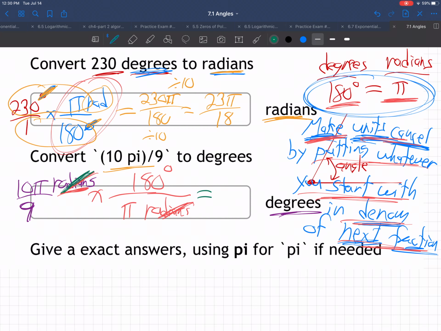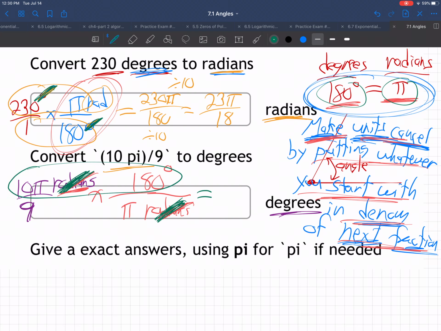Why? Because I want radians to cancel this time. Over here I wanted degrees to cancel, so I put the 180 degrees in the bottom. Here I started with radians and I want radians to cancel, so I put the pi radians in the bottom. It's always pi radians on one side and 180 degrees on the other side. It's just how do you know which way? Well, you got to get units to cancel.